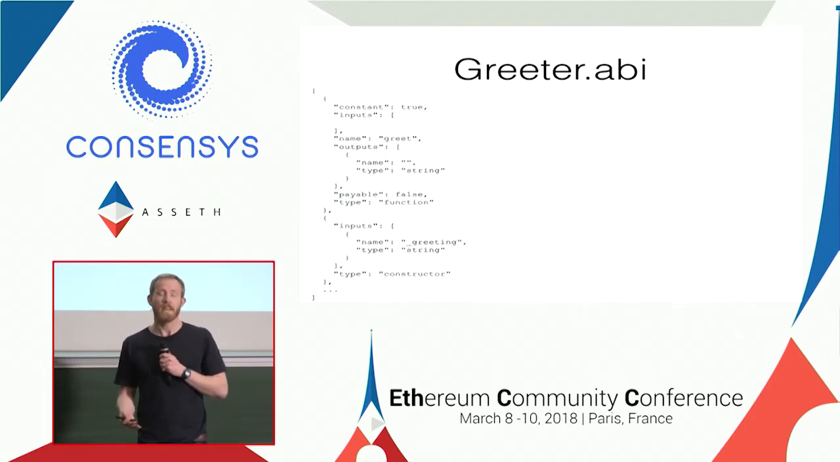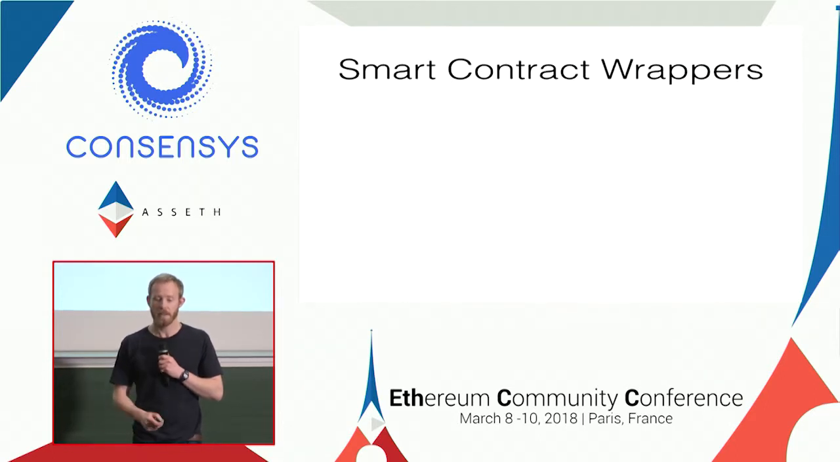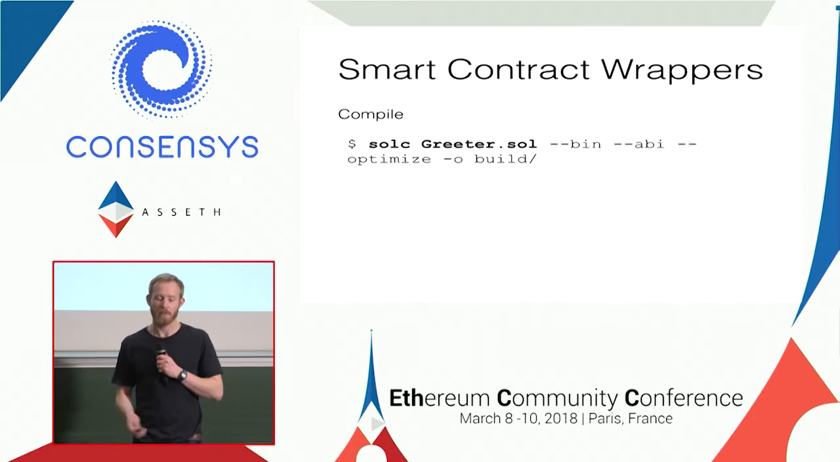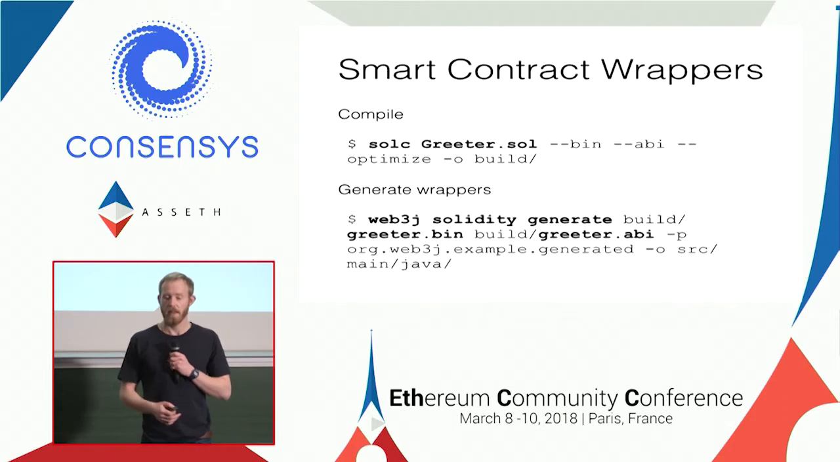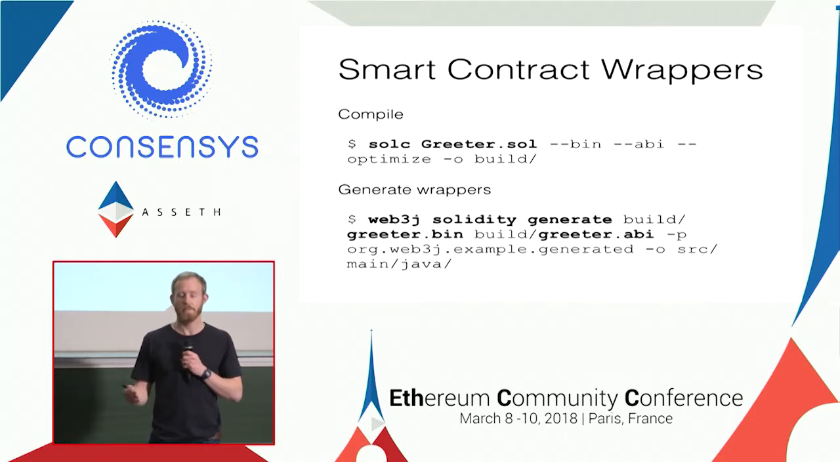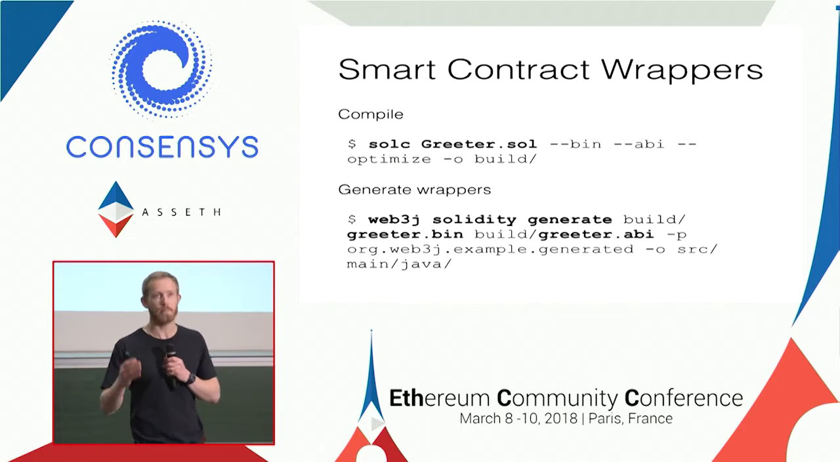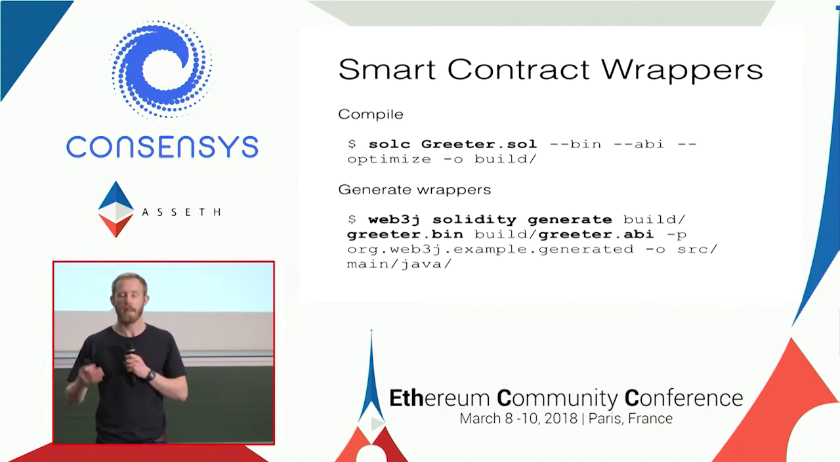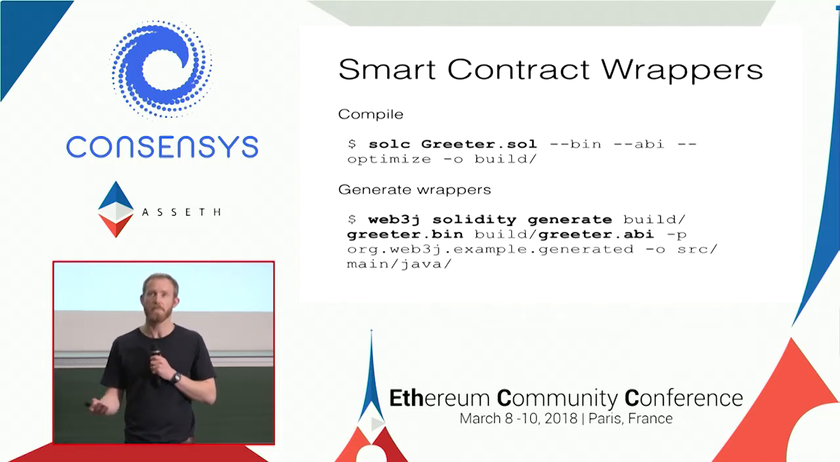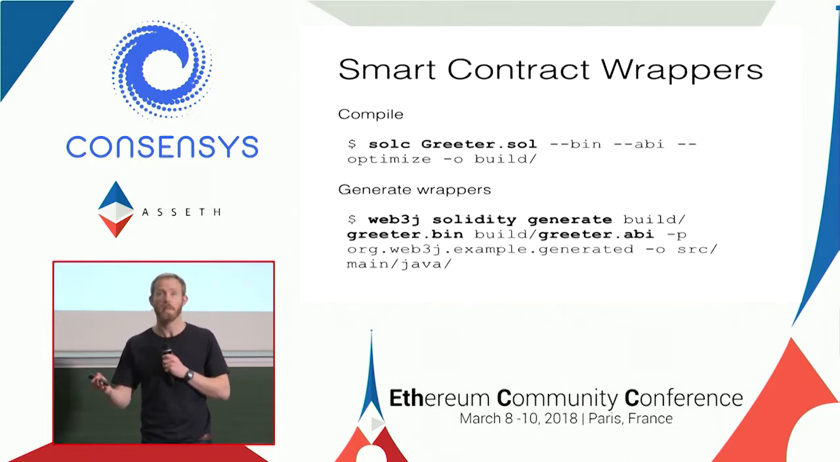So you generate an ABI file for that greeter along with the actual binary code. And so you've got those two artifacts. And then at that point, you generate your smart contract wrapper. So using Solidity, first of all, of course, you compile it. And then to generate the wrapper, you just specify web3j solidity generate. You say where the bin file is, where the ABI file is, and then you specify your Java package name that you want to use, and then where your destination directory is. And then a smart contract wrapper in Java gets generated there. And that's compatible back down to Java 1.6. So if you want to generate wrappers for Android or Java, it's the same process.